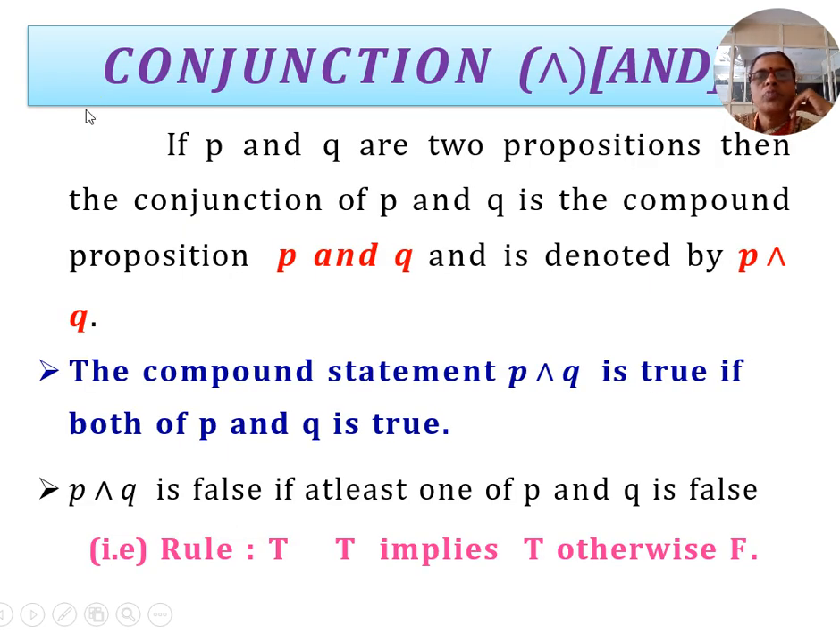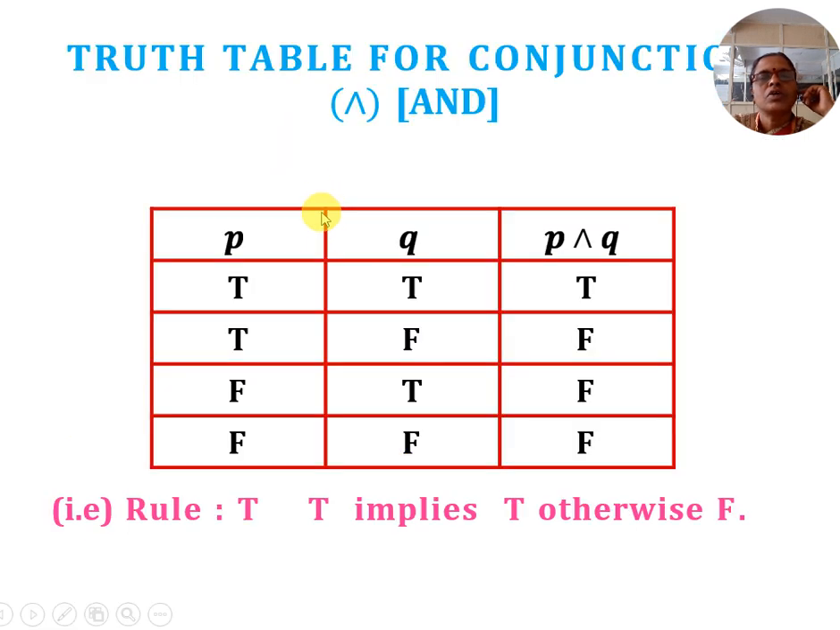Conjunction. If P and Q are two propositions, then the conjunction of P and Q is the compound proposition P and Q and is denoted by P and Q. Then the compound statement P and Q is true if both P and Q are true. Otherwise, it will have the truth value false. The truth table is shown here.